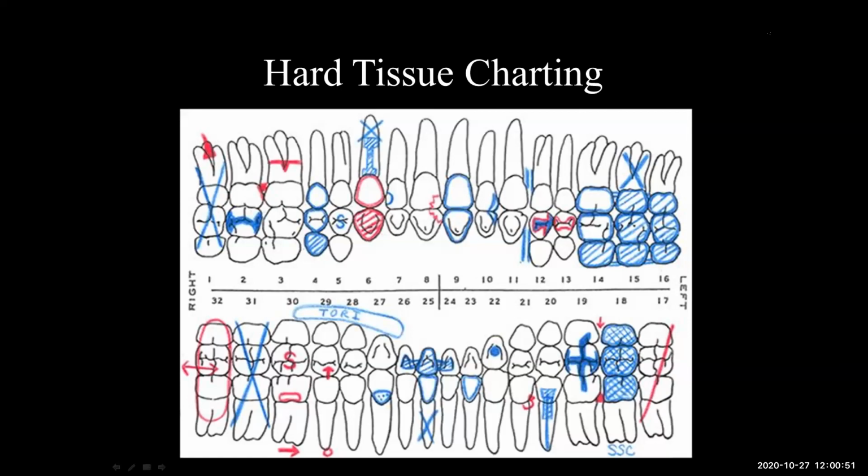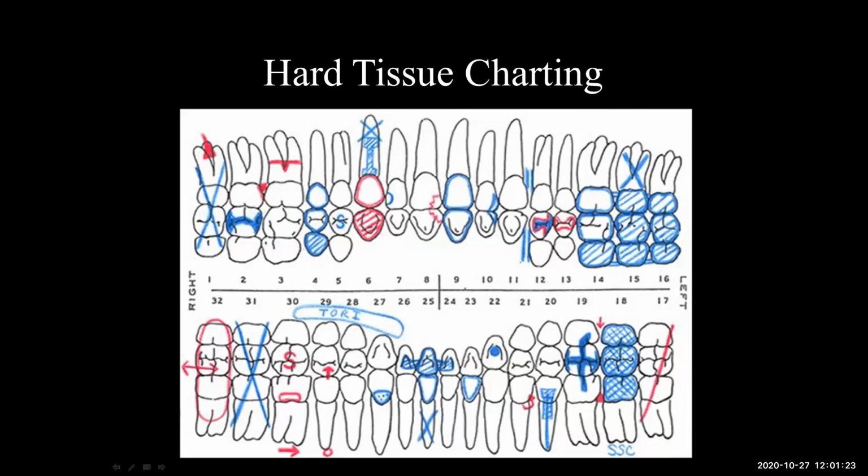So what I'd like to do is mix things up a little bit and go over hard tissue charting, because you have an assignment coming up, which is due, I believe, next Monday. Your article critique is due, which we're going to discuss. Your philosophy of practice is due, and we're going to discuss that. And your hard tissue charting homework is due, and that's due to your clinical instructor.